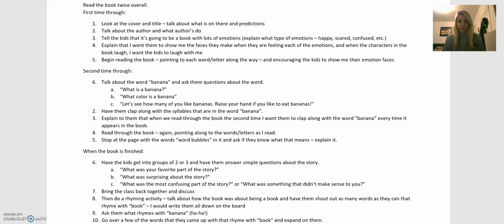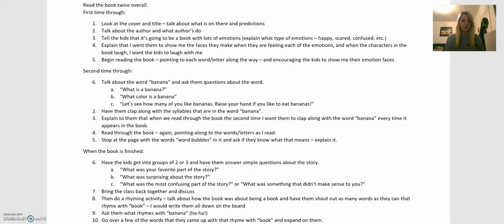So then I would begin reading the book and have them do all those things that I explained to them. And while I'm reading the book, I would be pointing and going across like we watched in class with the wand. And like I said, encouraging the kids to show me their emotion faces and laughing.